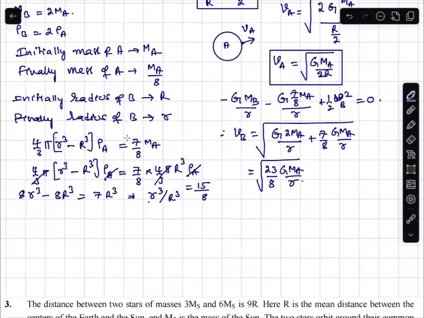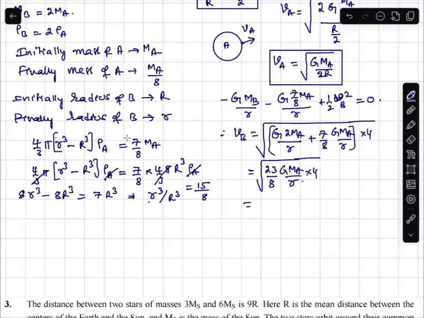Into 2 into 2 into 2 means... take this 2 along, right, into 2 means inside it is a 4.